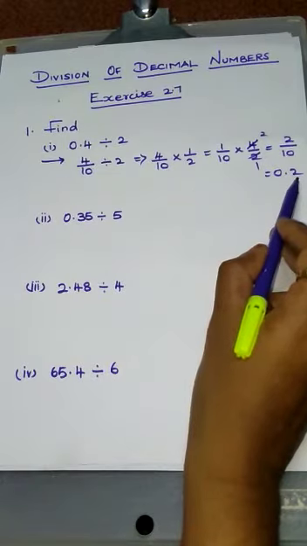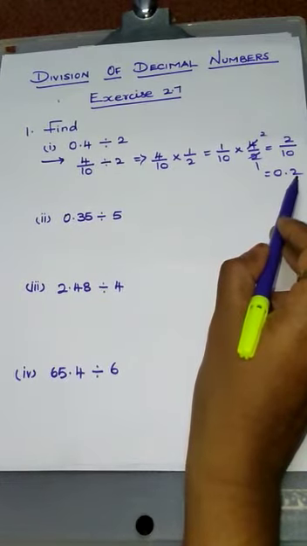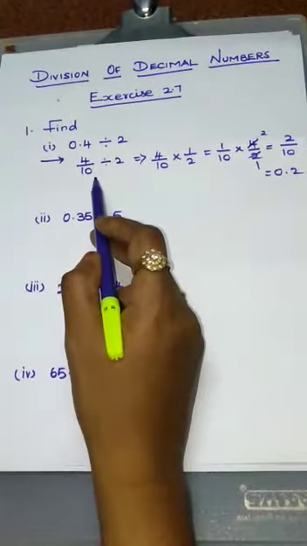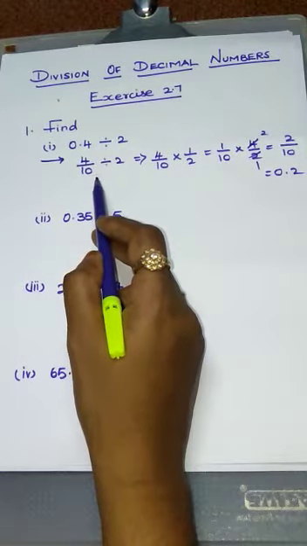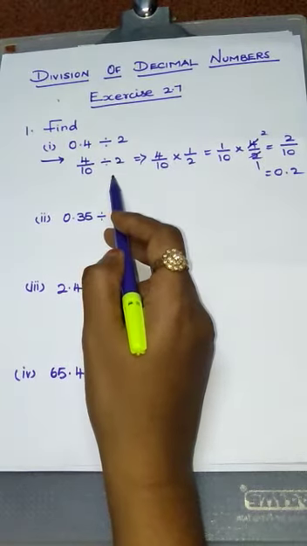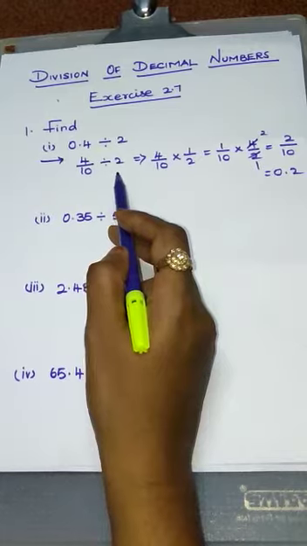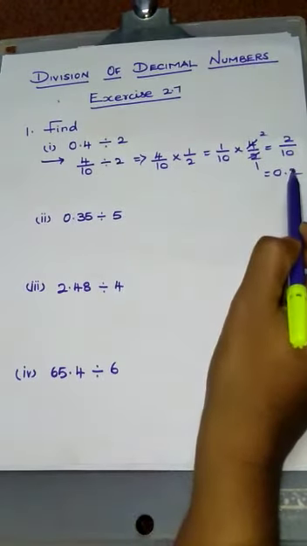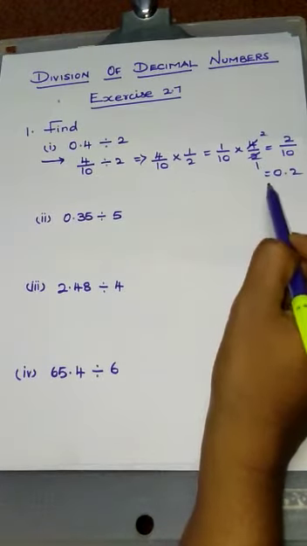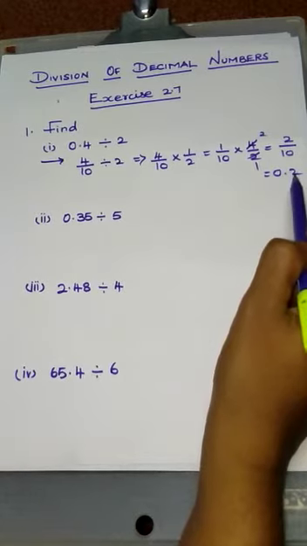Okay. First we divide the number 0.4. Actually we have to take directly 4 by 2. We get the answer 2. There is one digit to the right of the decimal point in 0.4. Place the decimal in 2 such that there would be one digit to the right. We get 0.2 again.